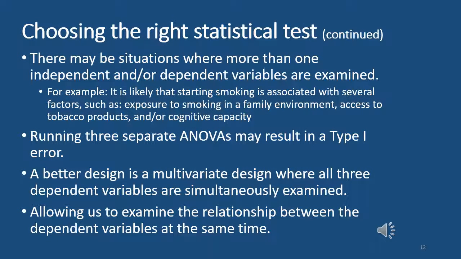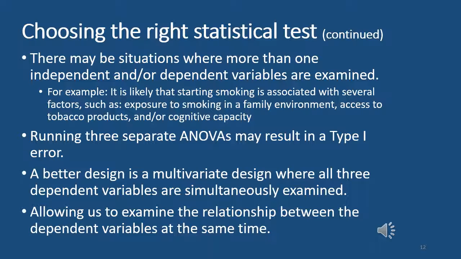So a little bit more on choosing the right statistical test. There could be some situations where more than one independent or dependent variable is to be examined. For example, it's likely that starting smoking is associated with several factors. It could be exposure to smoking in the family environment, peer pressure, access to tobacco products, cognitive capacity. There are a variety of things that may influence smoking.